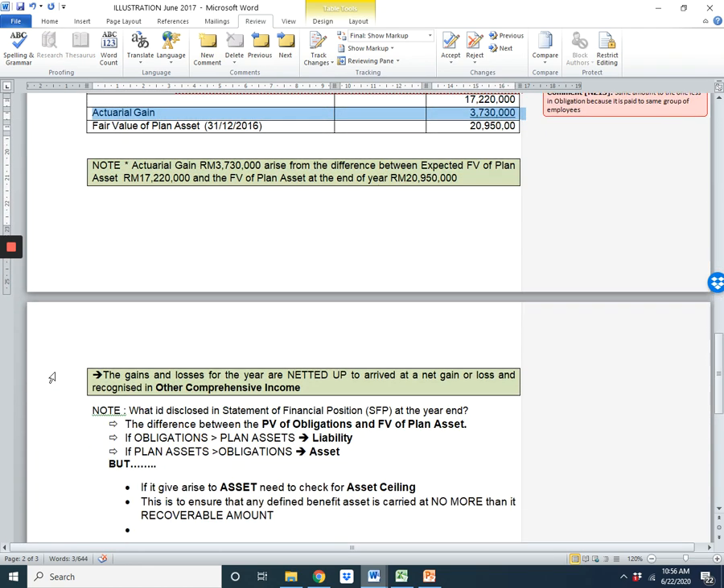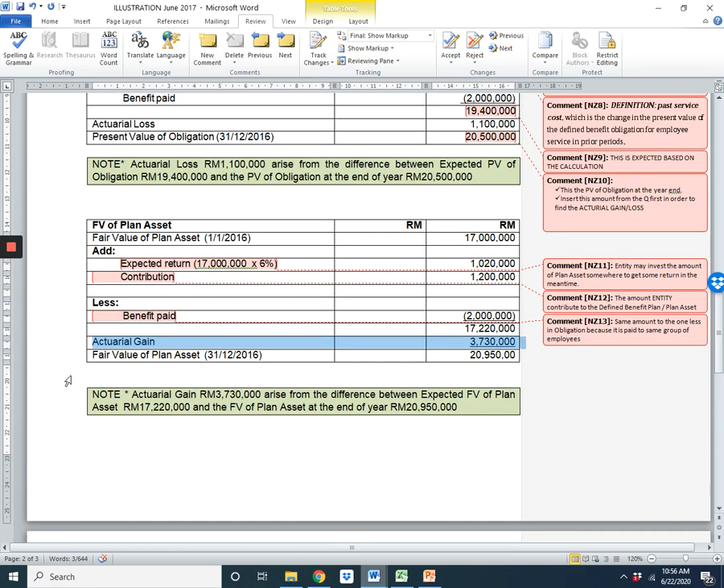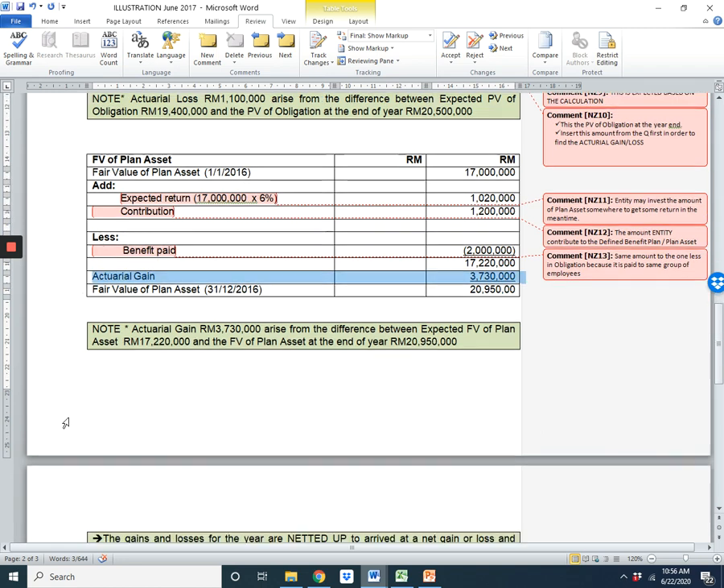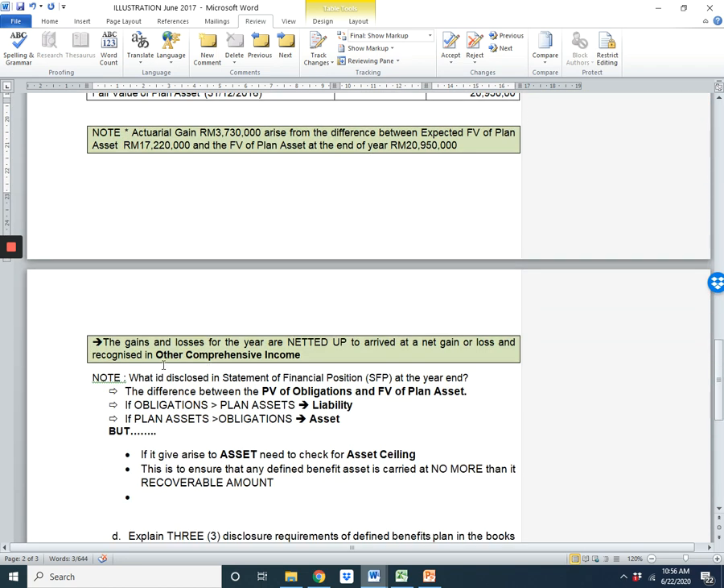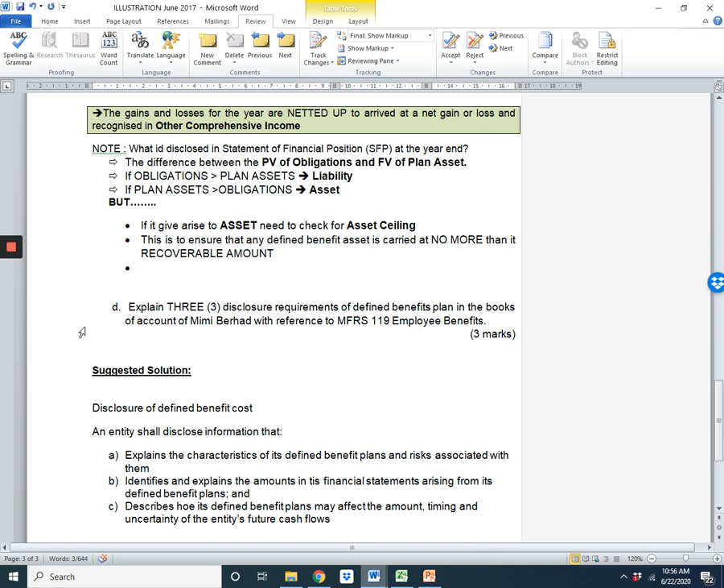So what do you do with this? The gain and loss of the year are netted up to arrive at a net gain or loss and recognized in other comprehensive income. Okay. So kalau soalan tu tanya what do you do? You net lah. So dalam ni gain lagi besar kan? Loss 1.1, net gain 3.73. So you show in your other comprehensive income is the net amount. Okay. So this I just give you the suggested solution for T.